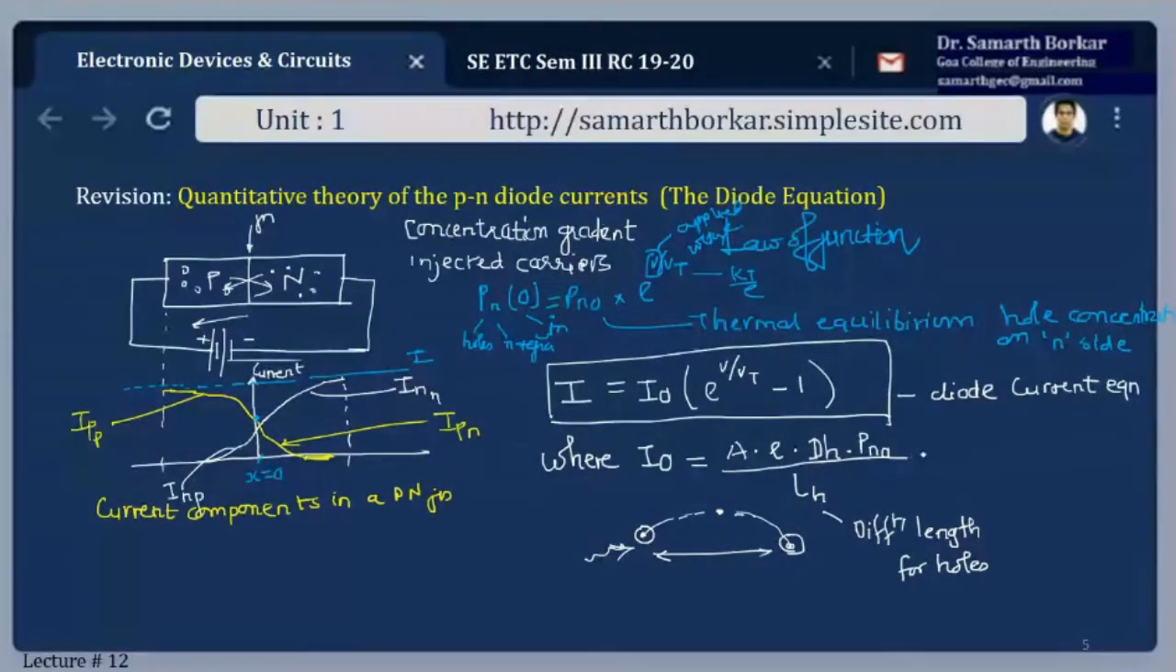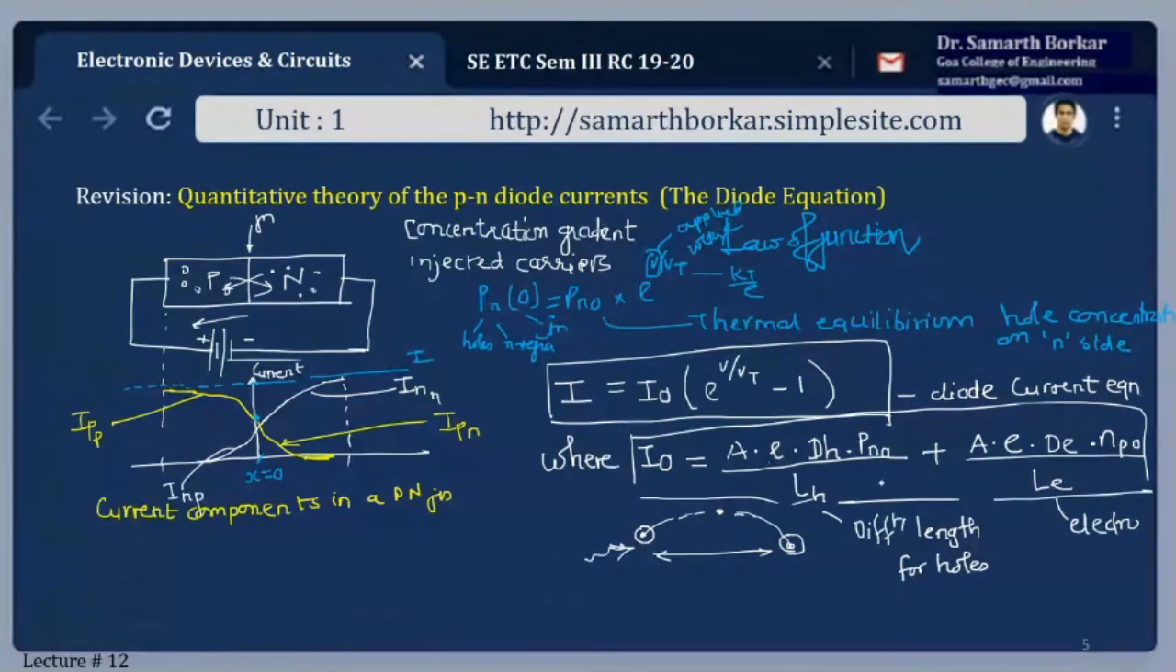So similarly, this is only on account of holes. It will have one more term, A, the area of cross section, the charge on the electron, the diffusion length for electron, and NPO. We'll solve one problem, and you'll understand this concept. And LE is the diffusion length for electrons. So this is quite a big term, I naught.